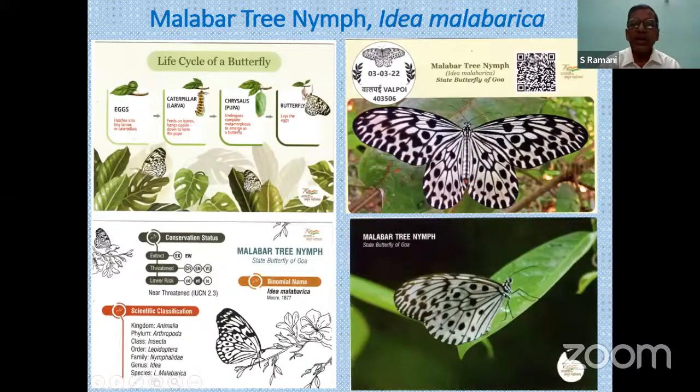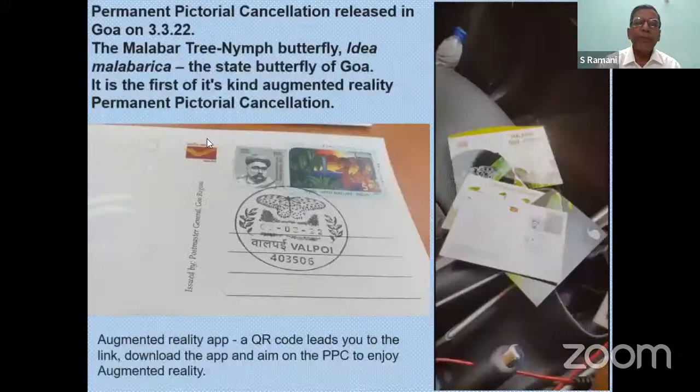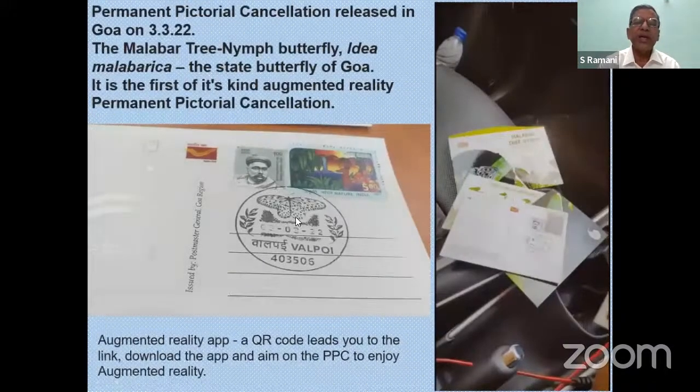Something more they have done is that they have produced a permanent pictorial cancellation. This permanent pictorial cancellation that you see here is of the butterfly Idea malabarica. This is, as I told you, the state butterfly of Goa, and it is the first of its kind augmented reality permanent pictorial cancellation. So if you scan the QR code, you get the app to use. You can get the app, and once you point the app to this particular pictorial cancellation, you can see the butterfly. I'll show you how that works using this clip.